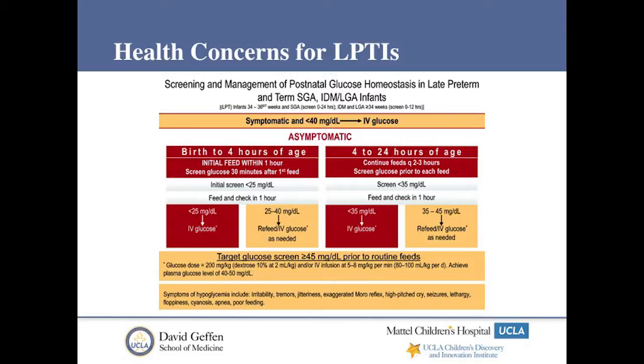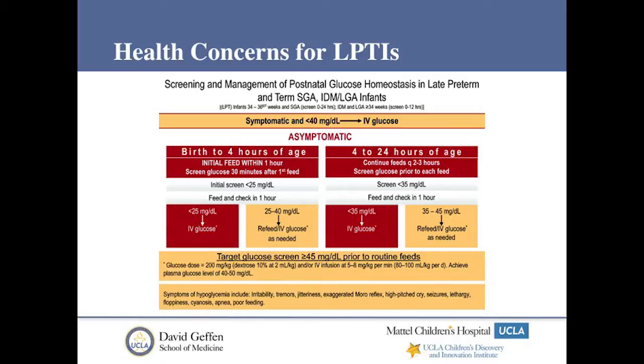The AAP has said any late preterm or term small for gestational age infant should be screened. Any IDM or LGA infant should be screened. I'm here today talking about late preterm infants in general, not just the SGA ones. So this is where I'm going to say I somewhat disagree with the AAP guidelines, and I think based on the case scenarios I've presented, you'll see why. But let's go with what they have so far.